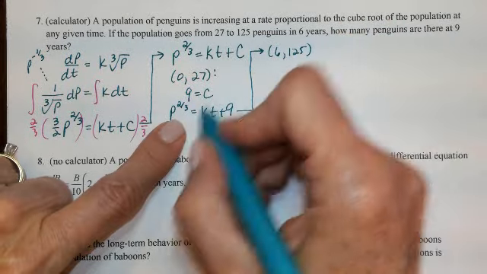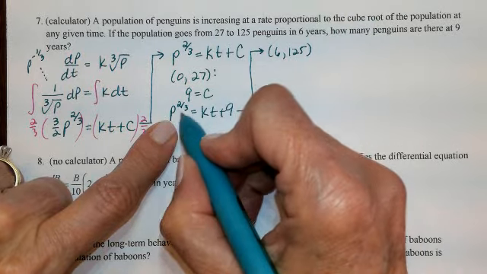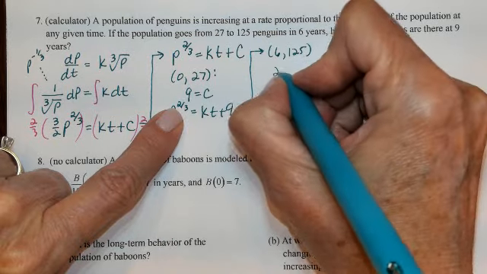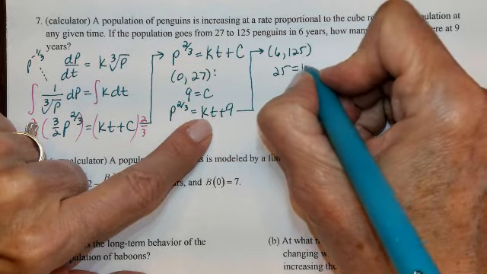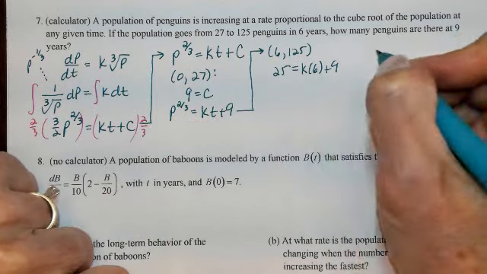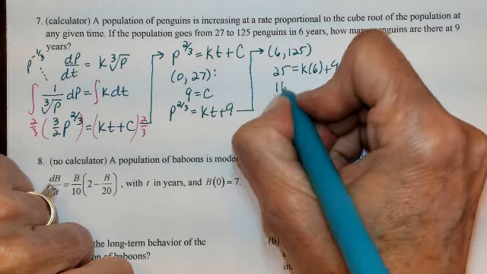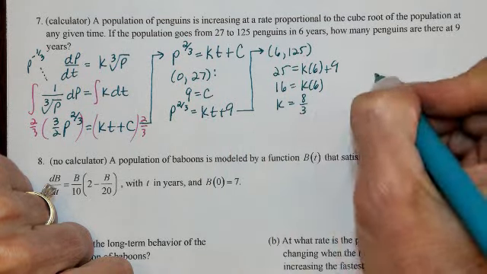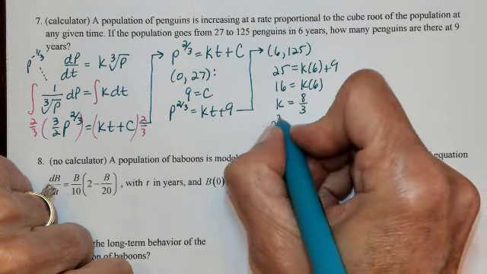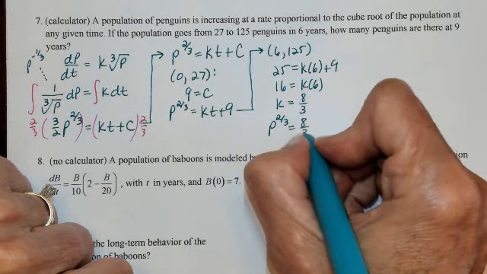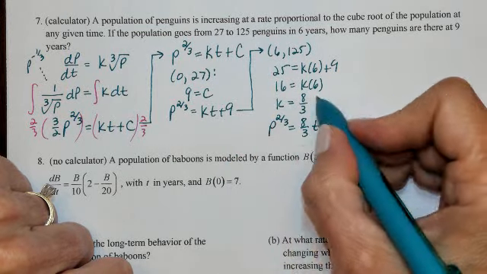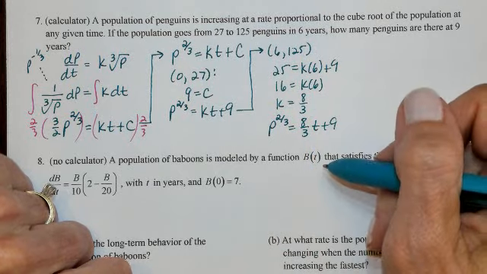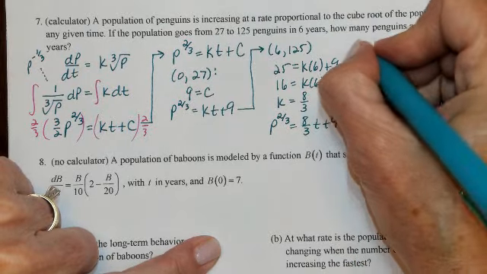So 125, the cube root of 125 is 5, and 5 squared is 25. That will equal K times 6 plus 9. Subtract 9, 16 is equal to k times 6, so k is equal to 8/3. So our equation becomes p to the 2/3 is equal to 8/3 t plus 9. If k is small like that, I'll go ahead and put it in the equation. Otherwise, I will leave it separated. That's fine. Either one is fine.